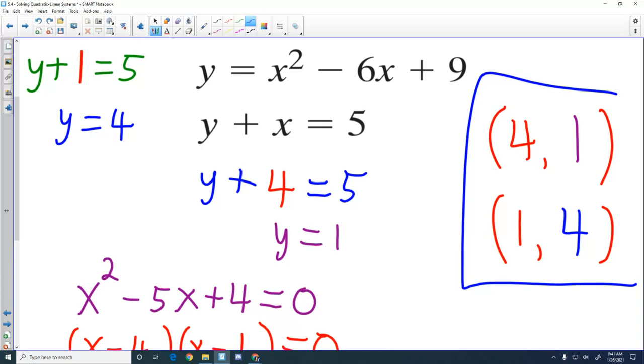So that is where this line and this parabola would intersect at 4, 1 and 1, 4 if we were to graph them. And likewise, if I were to plug in this x and y into both equations, they both would come out true. All right, if I plug a 1 into this first equation for x squared, you get 1 minus 6, which is -5. And -5 plus 9 is 4. And sure enough, there's the 4 that goes with the x of a 1.